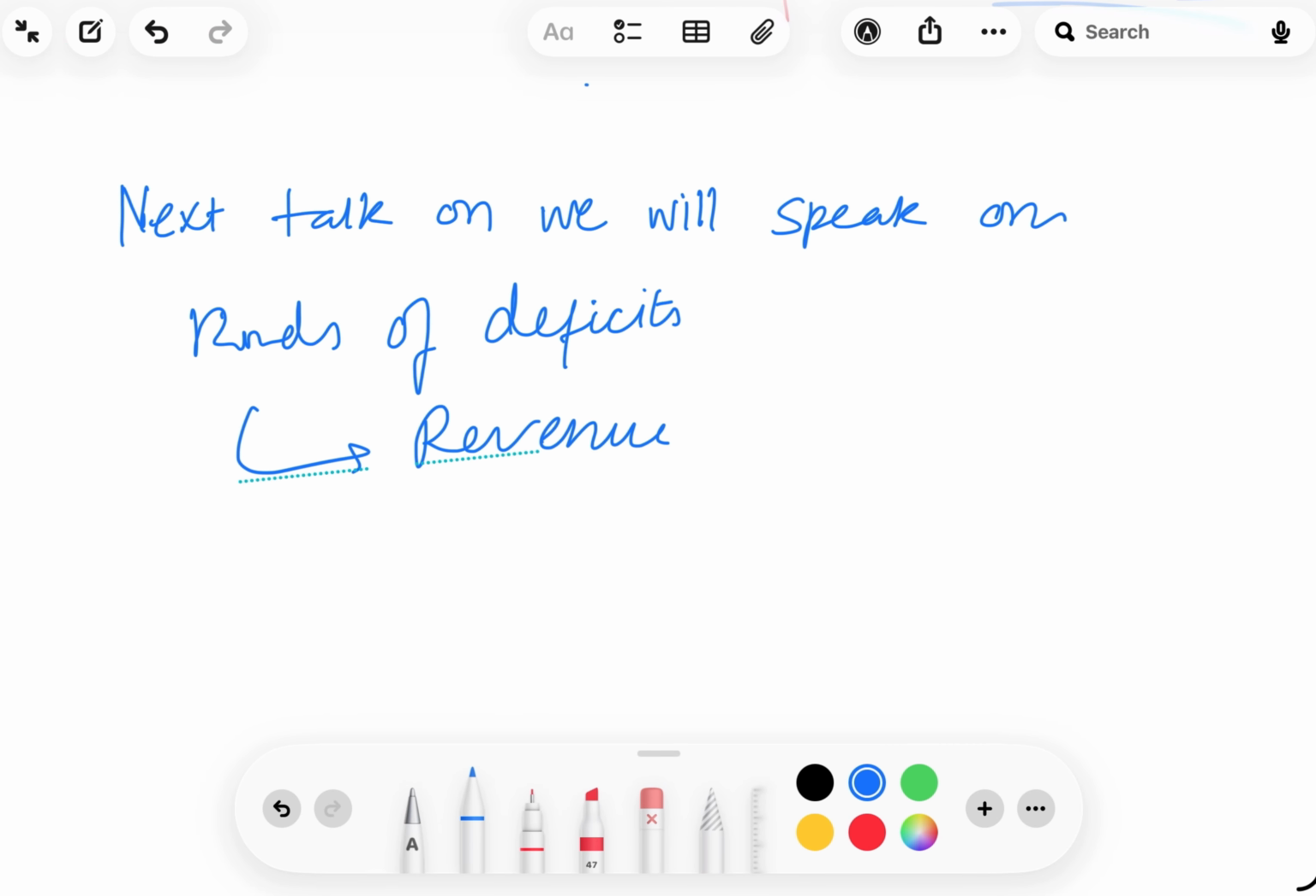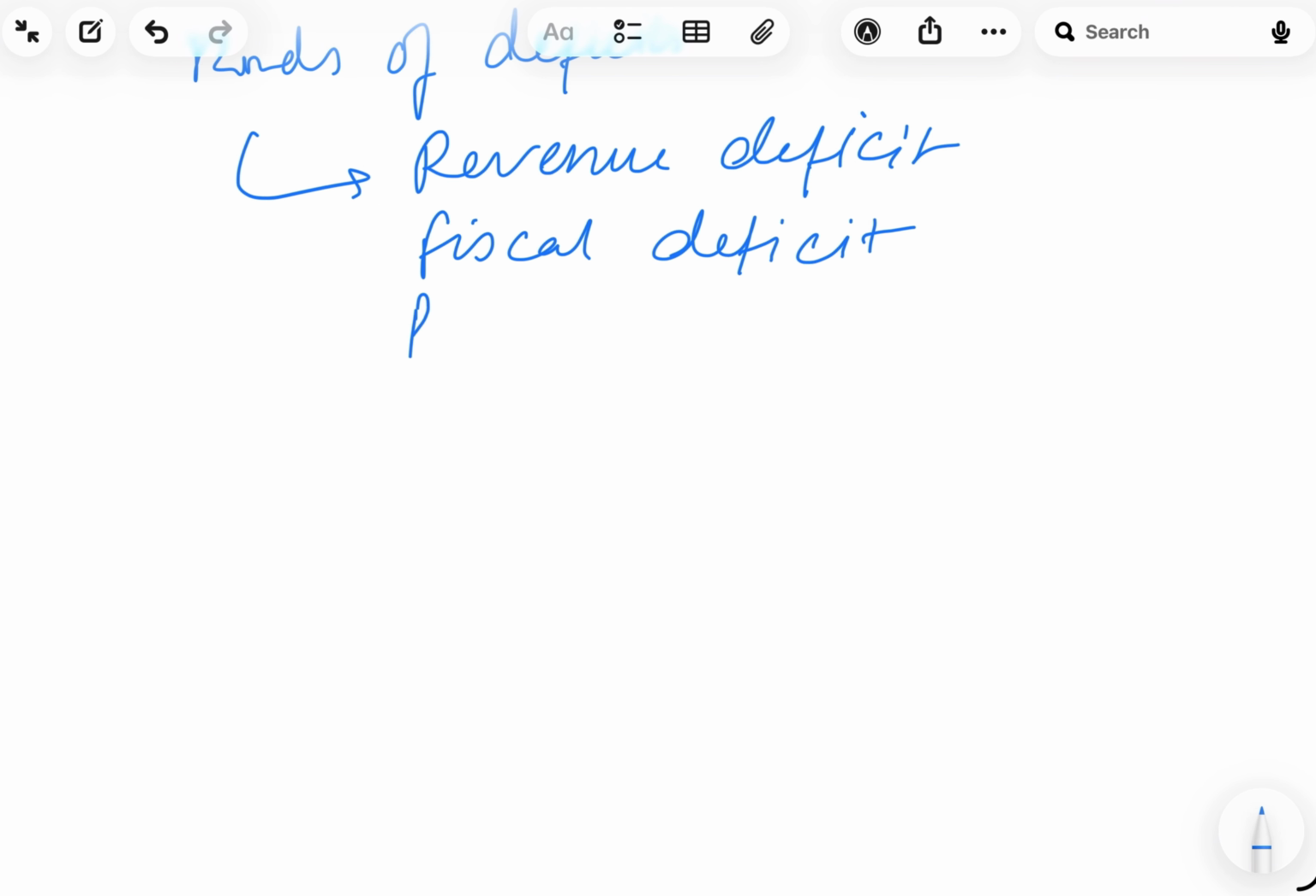So the next talk we are going to have is on the kinds of deficit, primarily revenue deficit, fiscal deficit and primary deficit. What are their long-term implications? That's it. Until then.